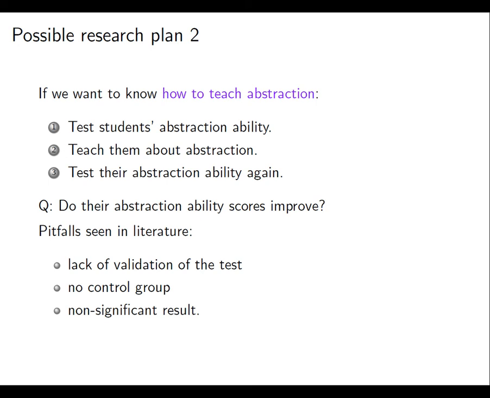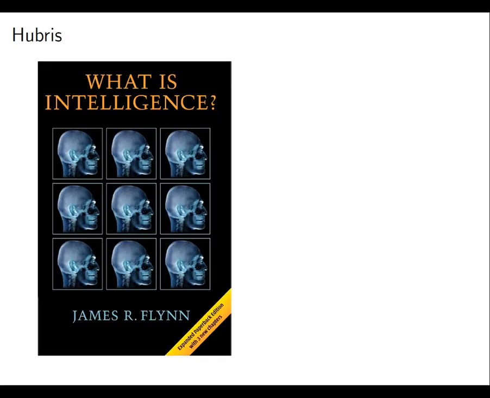Again, we see the problem of lack of validation of the specific test and of there being no control group. But in fact, in this case, in the cases I could find, you don't get significant results anyway. So via a reasonable intervention, it doesn't turn out to be that easy to actually improve students' abstraction ability. And actually, that shouldn't really surprise us very much, because the ability to work abstractly, to do abstract thinking, is a very large part of what we mean when we talk about having a high IQ.